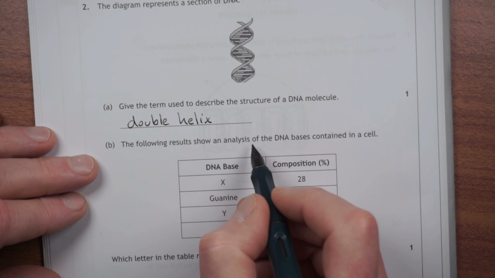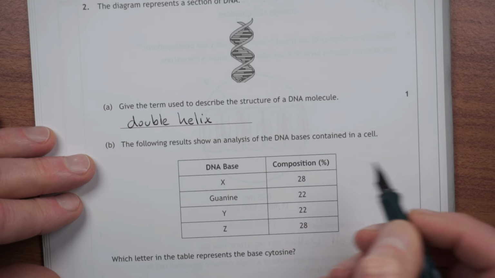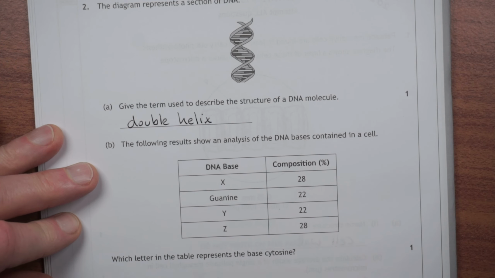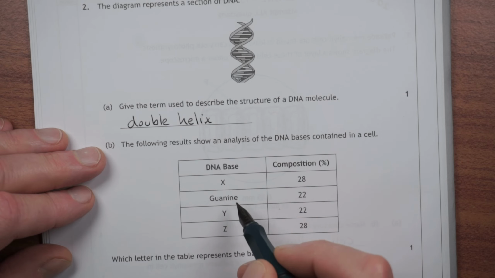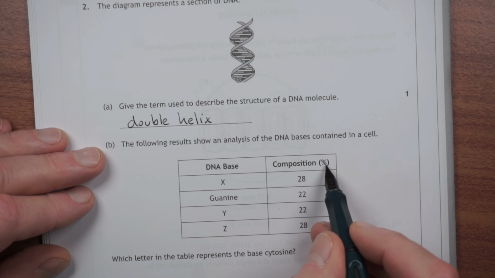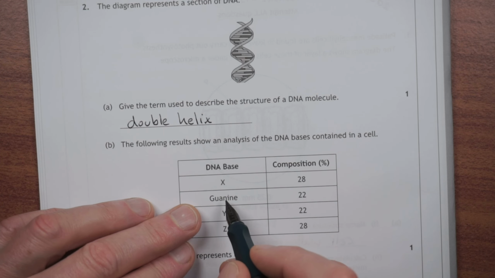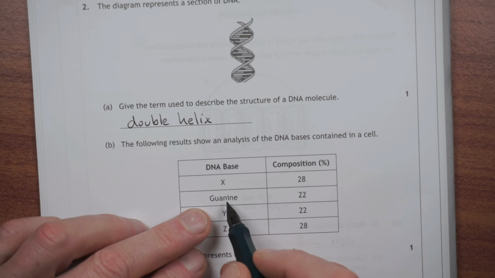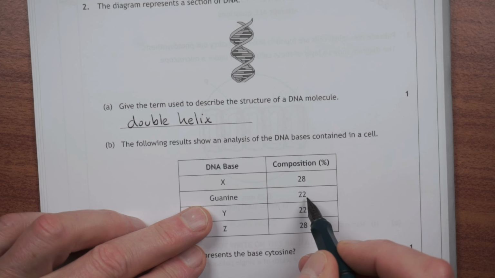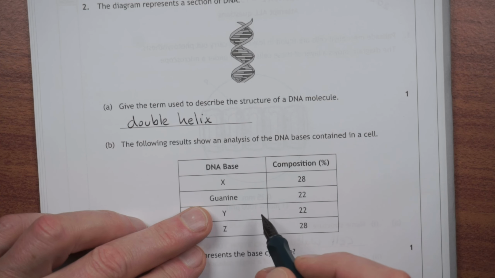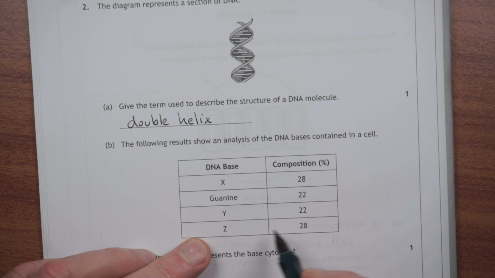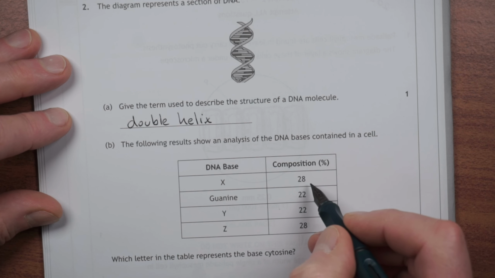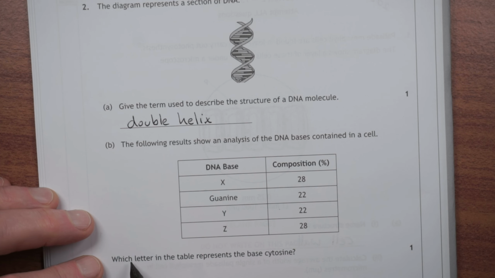All right, the following results show an analysis of the DNA bases contained in a cell. Nice small analysis of DNA. So the DNA base X was 28% of the bases. Guanine, or guanine, some people say, was 22% of the bases. Y was 22% of the bases, and Z was 28% of the bases. So what you can see here, there's two 28s and there's two 22s. Okay, so which letter in the table represents the base cytosine?